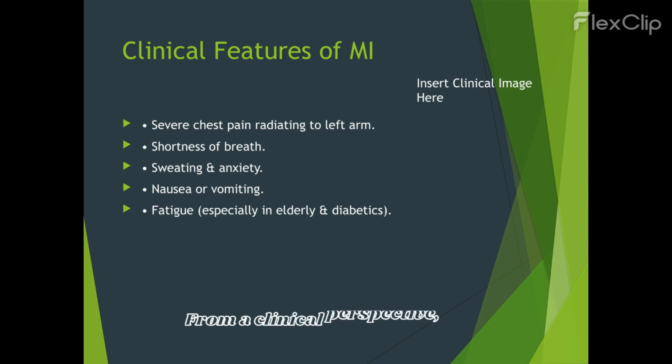From a clinical perspective, keep an eye out for these features in the patient's history: severe chest pain that often radiates to the left arm, shortness of breath, and extreme anxiety, often called a sense of impending doom. Be aware that symptoms can be subtler in certain groups. For example, elderly patients and those with diabetes might only report fatigue or nausea rather than classic chest pain.